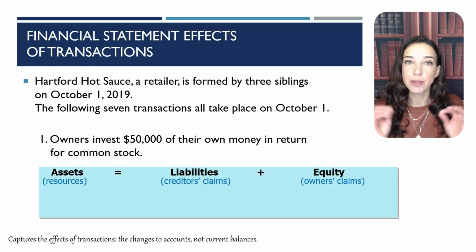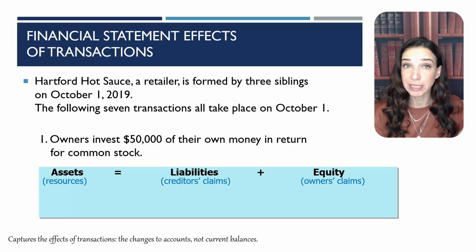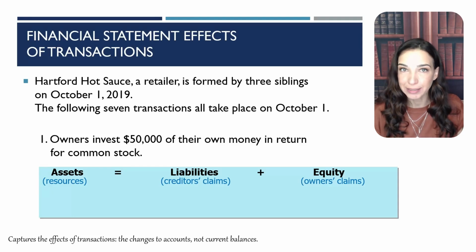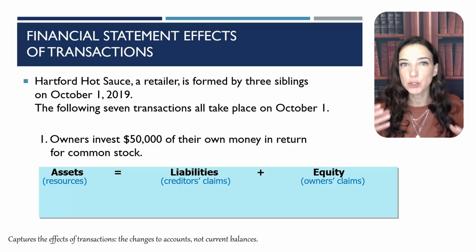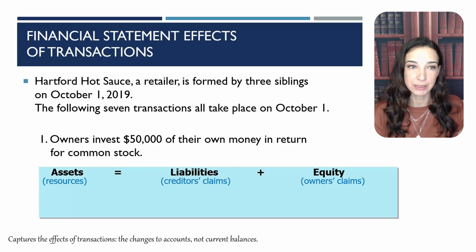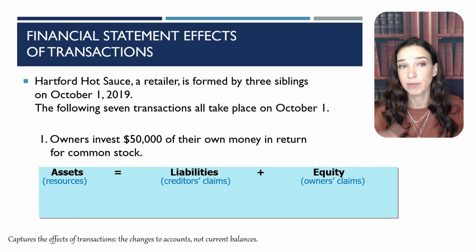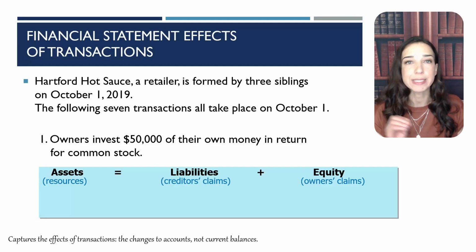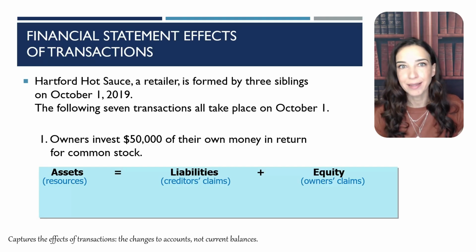Let's introduce the way that we think about transactions and how they impact our financial statements on an example of a very simple hypothetical firm. We're going to think through the very typical transactions that would impact a company such as this, and it will help us to discipline our thinking in terms of how events ultimately impact the financial statements. So here we're going to set up a company called Hartford Hot Sauce. It is a retailer. It sells hot sauce. It is formed by three siblings on October 1st, 2019. And in this video, we're going to introduce 7 transactions that all take place immediately as the company is formed. Again, this is, of course, a simplification, but it serves to illustrate a point.